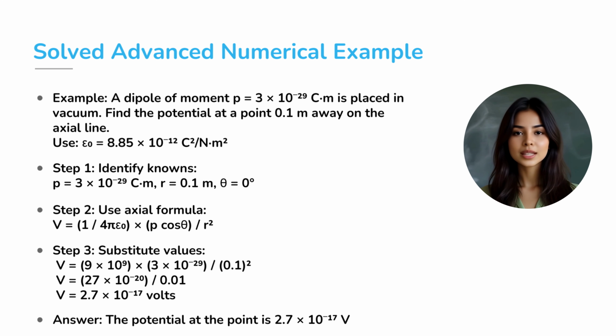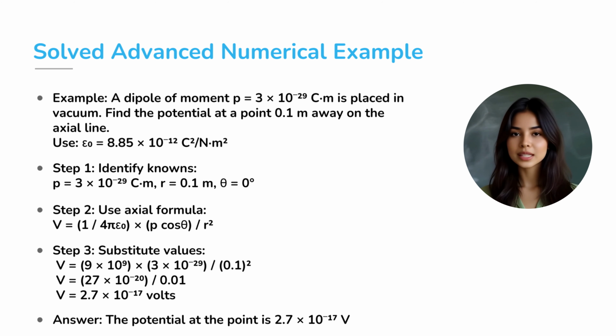Let's solve a numerical example. A dipole has a moment P equals 3 into 10 raised to the power minus 29 coulomb meter. We need to find the potential at a point located 0.1 meters from the center along the axial line. We'll use V equals 1 divided by 4 pi epsilon naught multiplied by P cosine theta divided by r squared. Given P equals 3 into 10 to the power minus 29, r equals 0.1 meters, theta equals 0 degrees, so cosine theta equals 1, and 1 by 4 pi epsilon naught is approximately 9 into 10 to the power 9.